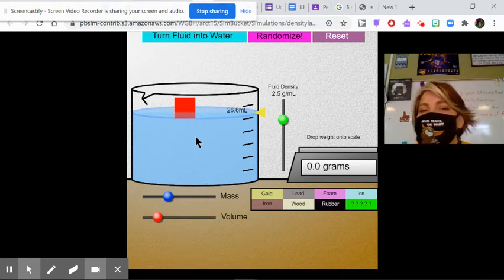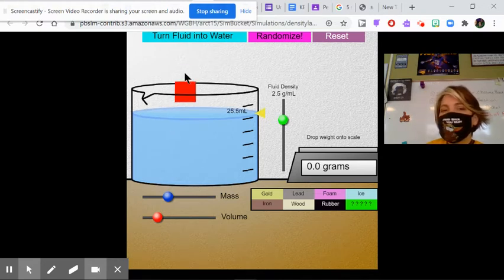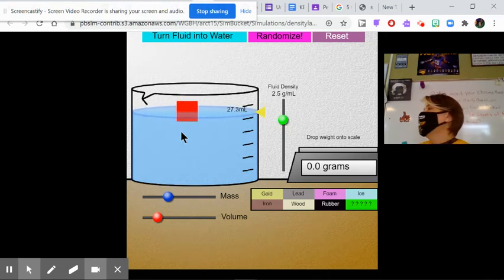Corey, what do you think? Do you think that this block, since it's floating, it's not sinking, is it more dense or less dense than the fluid? It is less dense. Nice job, man. It's less dense because it's floating.